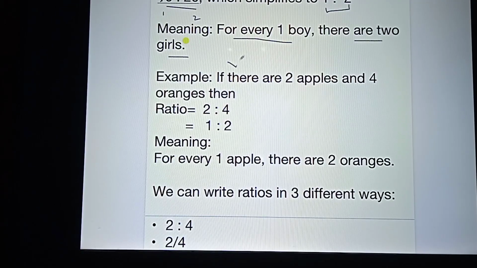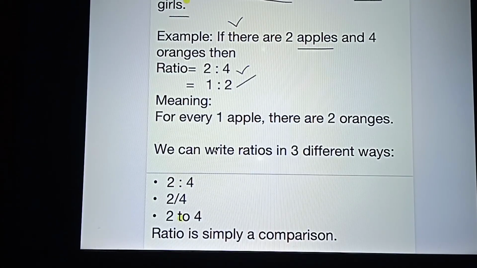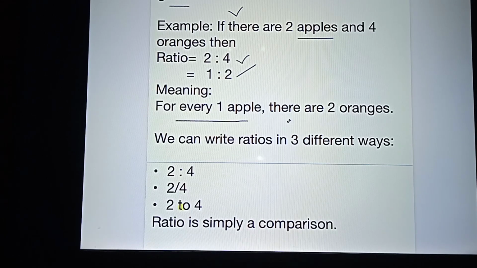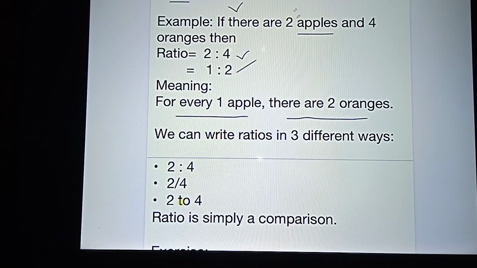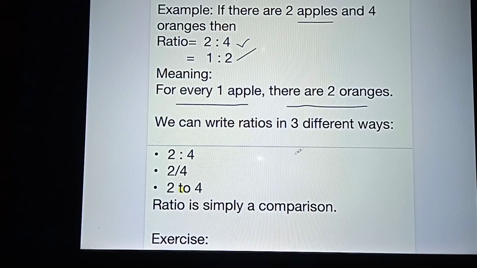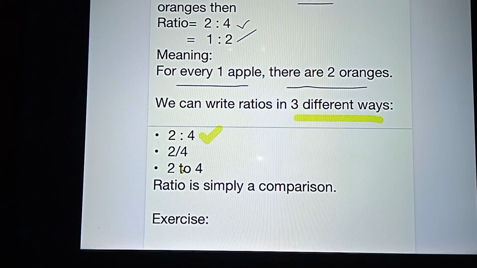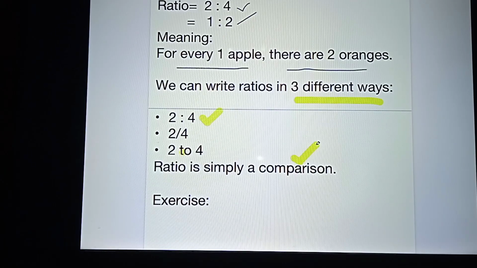There is another example. If there are 2 apples and 4 oranges, then the ratio of apples to oranges will be 2:4. After simplifying, we get 1:2. That is, for every one apple there are 2 oranges. We can write ratios in 3 different ways: with a colon, 2:4, as a fraction, 2/4, or in words. So ratio is simply a comparison.